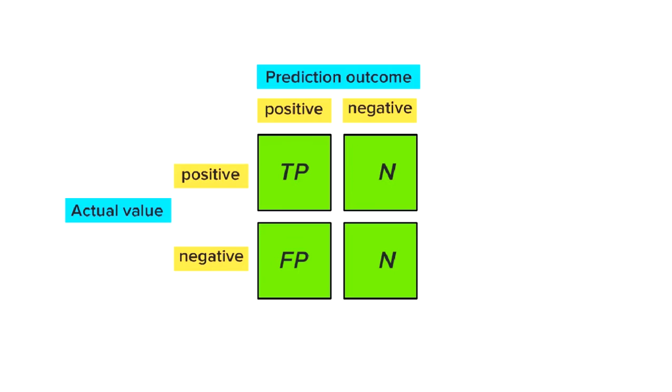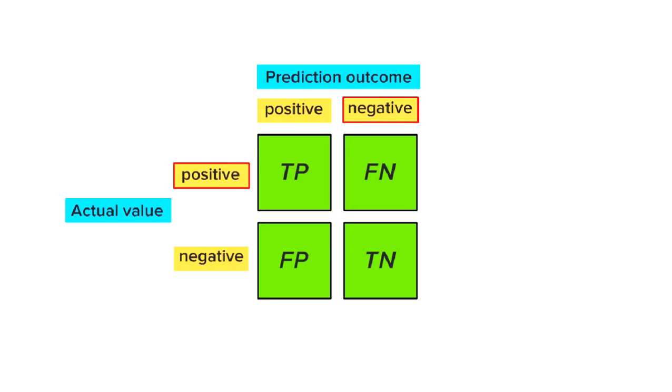Again, if the predicted outcome of the model is negative and the actual value corresponding to that is also negative, this means that our prediction is truly negative. Therefore, we can write T in the cell corresponding to the prediction outcome negative and actual value negative. Now in the last case, if the prediction outcome is negative and the actual value is positive, it means that the prediction is false negative. Therefore, we can mark F in the cell corresponding to the prediction outcome negative and the actual value positive.